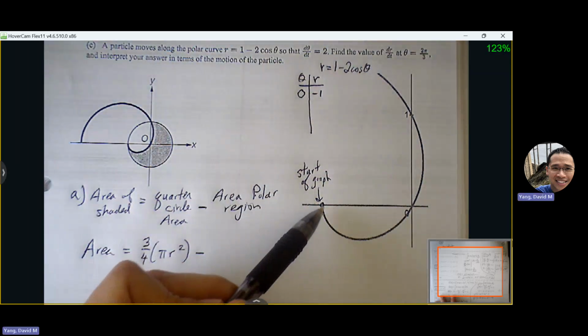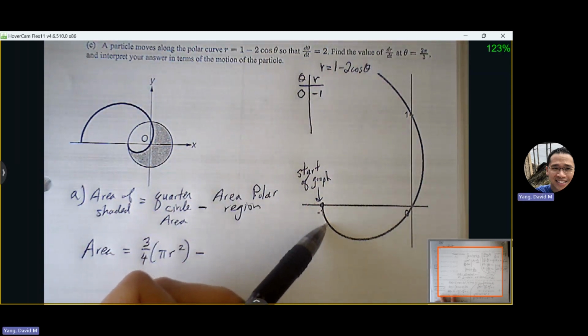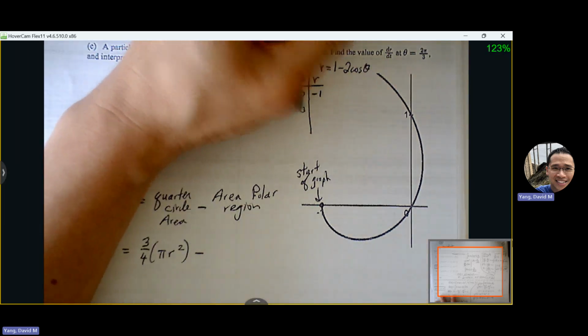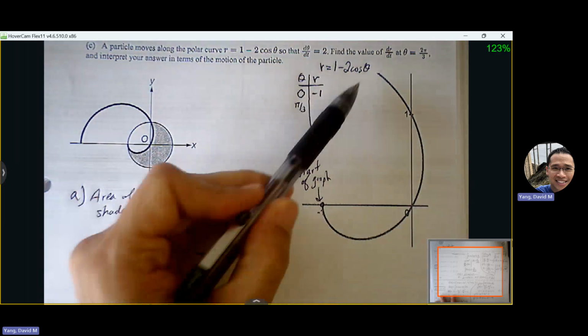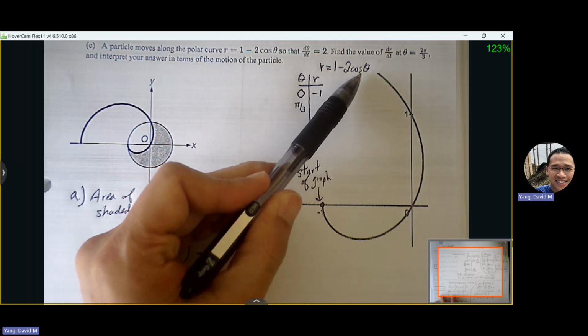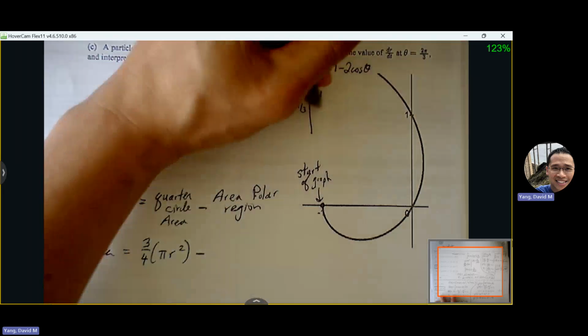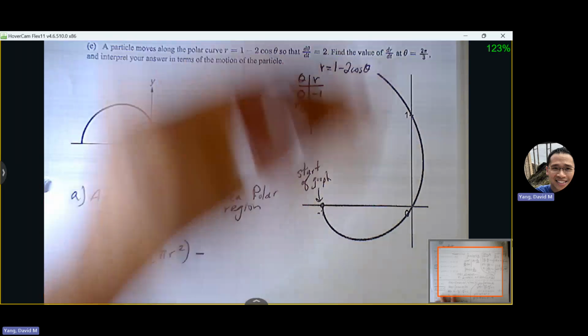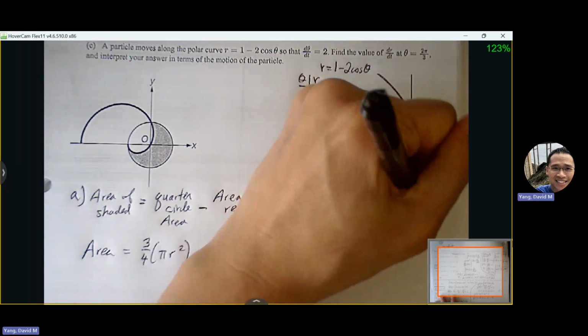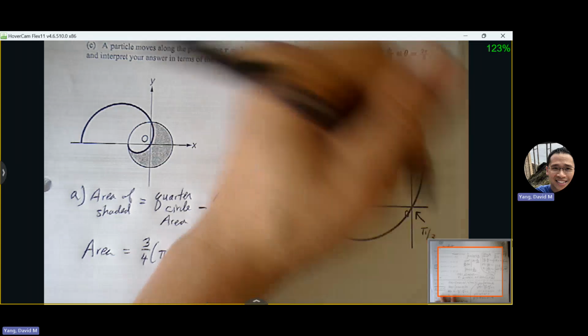Okay. So it's going to start at 0. And if we just plug in some values to see where the graph is going, at pi over 3, we get 1 minus 2 times 1/2, which is 1 minus 1, which is 0. So that means at pi over 3, it's going to get to this polar 0, right? So pi over 3 is going to hit that polar 0.